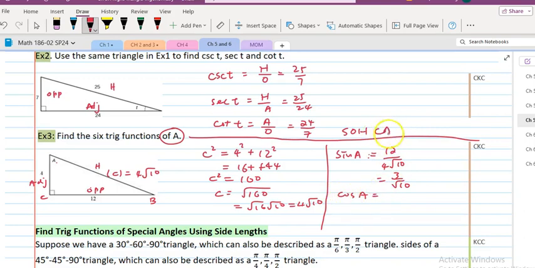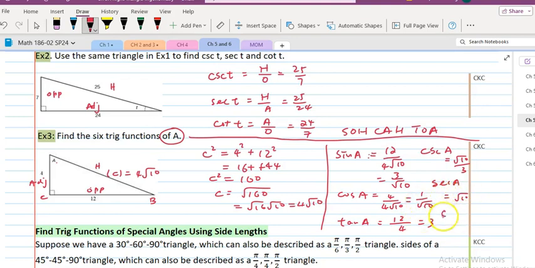Cosine A is CAH. Adjacent to A is actually 4. Then hypotenuse is 4 root 10. Oh, the 4 and 4 cancel, 1 over root 10. TOA, tangent A, TOA, O over A. So relative to A, O is 12. Adjacent is 4, so that is equal to 3. And then we have to do the 3 more, right? So cosecant A would equal the reciprocal of this, so root 10 over 3. Secant A would equal the reciprocal of cosine, which is root 10. And then cotangent A also is the reciprocal of tangent, 1/3.